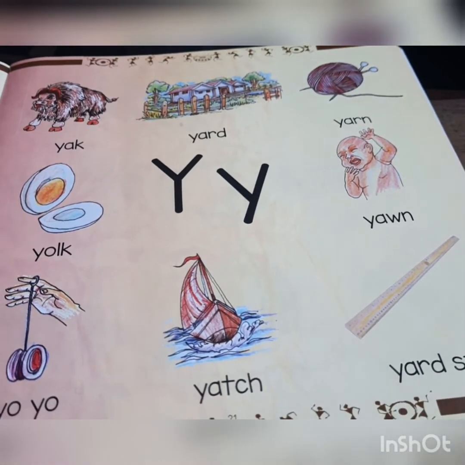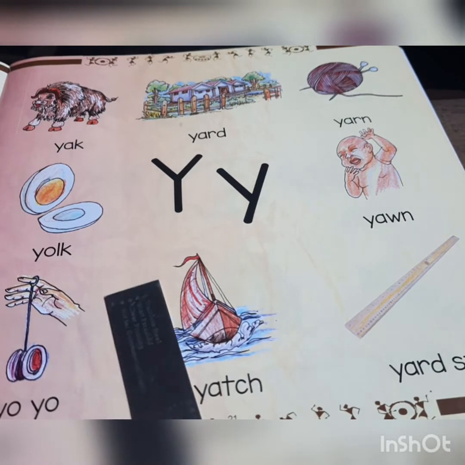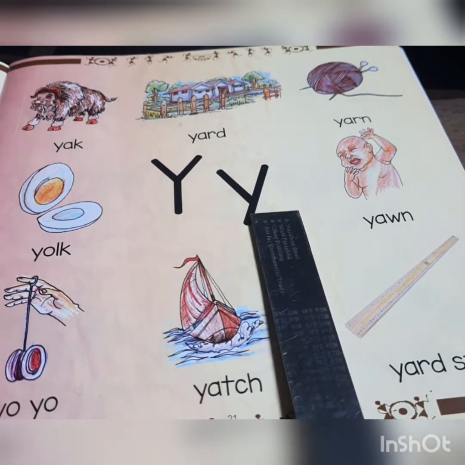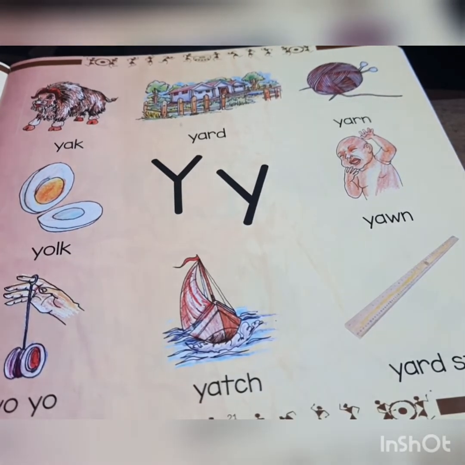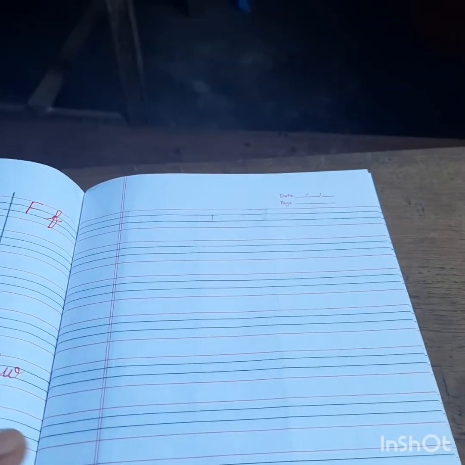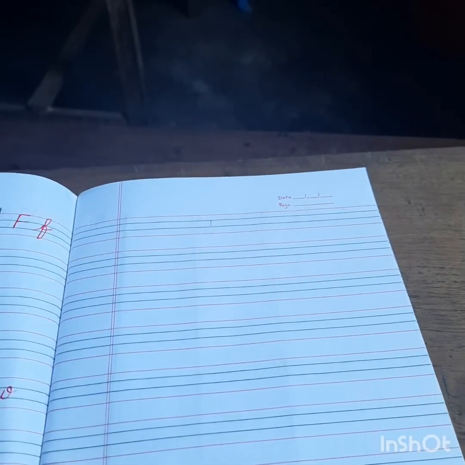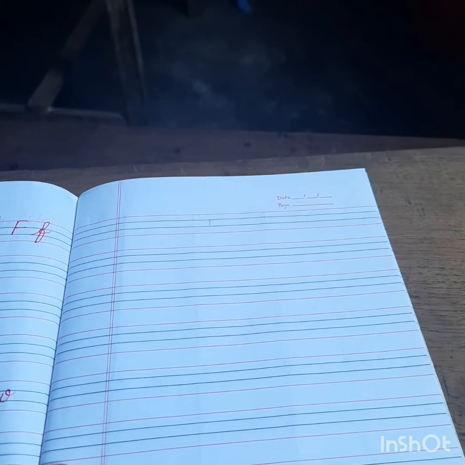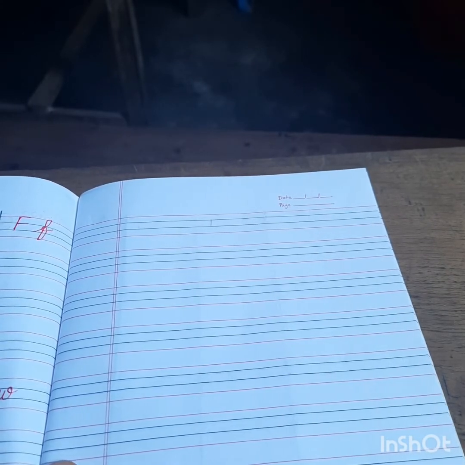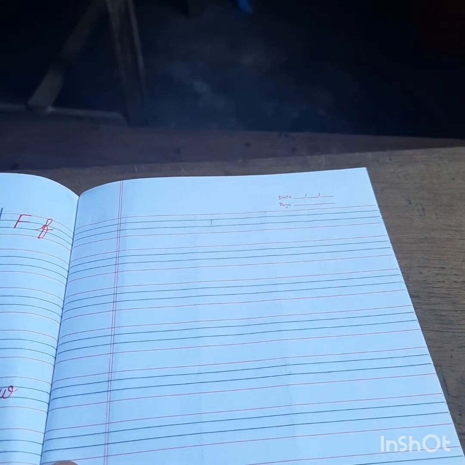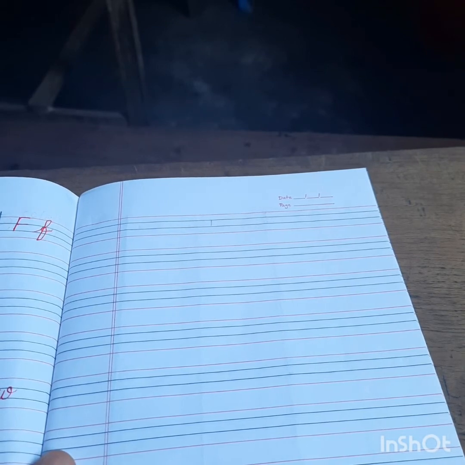So you came to know a few words and their meanings related to Y says year. Okay. Now, children, moving on to the writing part. You are going to write the letter Y and year. Y says year. Okay. How do you write Y, children?